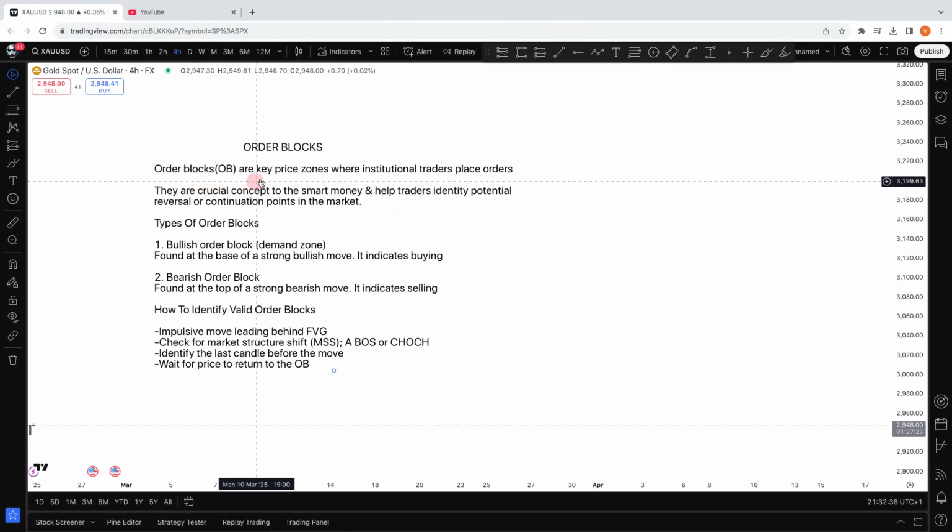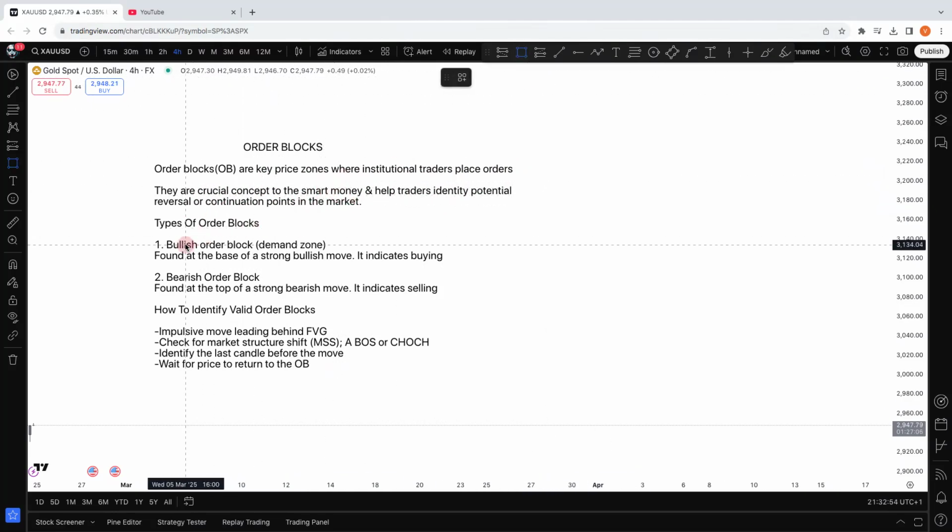So the order blocks are key price zones where institutional traders place trades. Now, they are a crucial concept to smart money and help traders identify potential reversal or continuation points in the market.